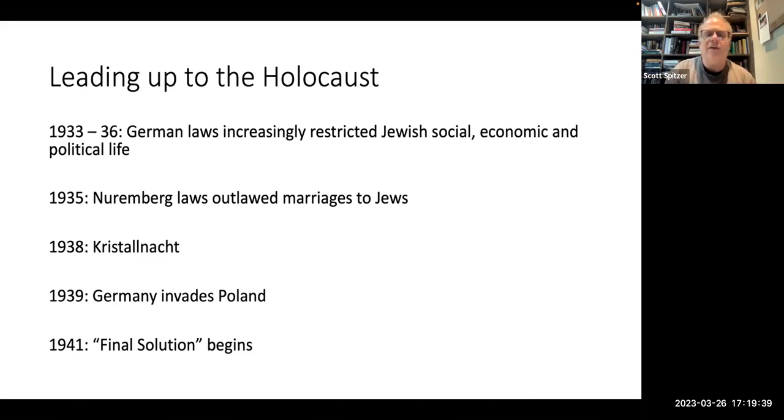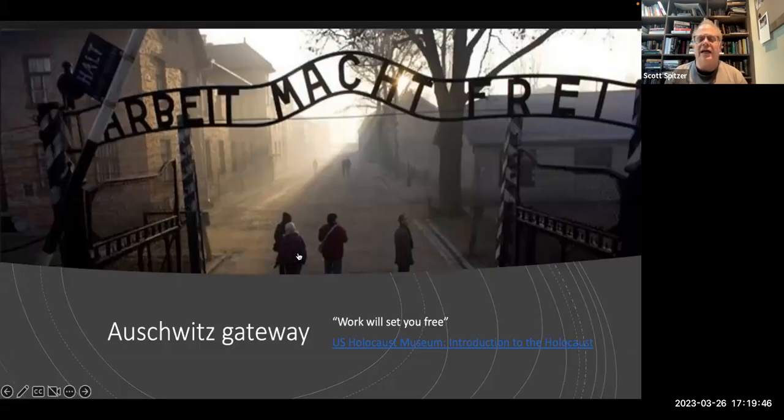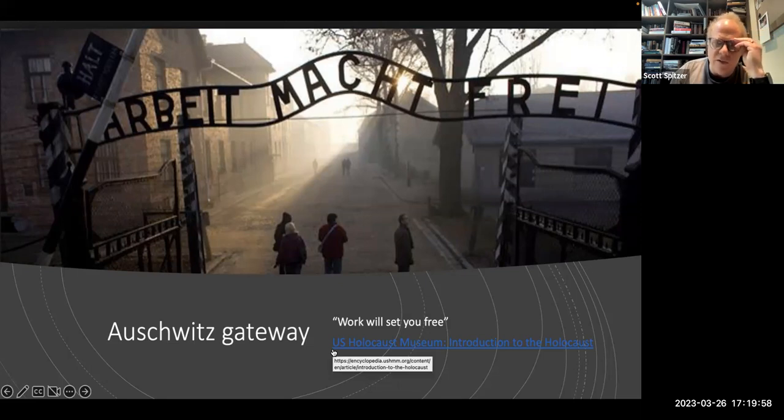And then we get these images, right? The Auschwitz Gateway, excuse me. And if you want to see more about the Holocaust, I definitely send you to this link to the U.S. Holocaust Museum, which is an incredible, rich archive of tons of photographs and detailed information about the Holocaust. I just wanted to highlight a few more things about the Holocaust.